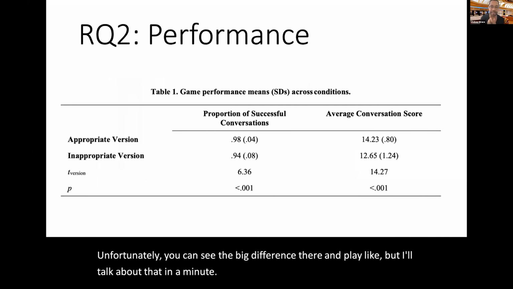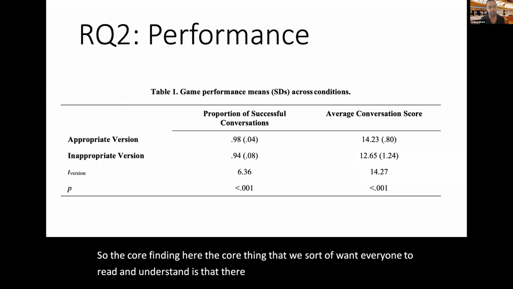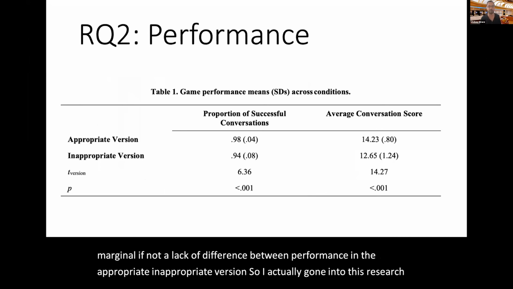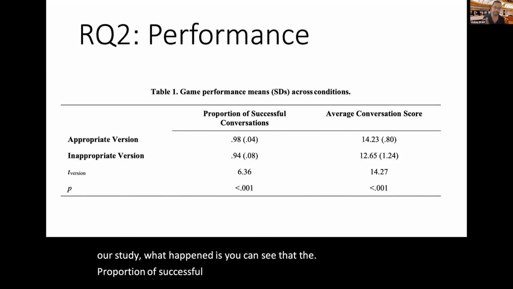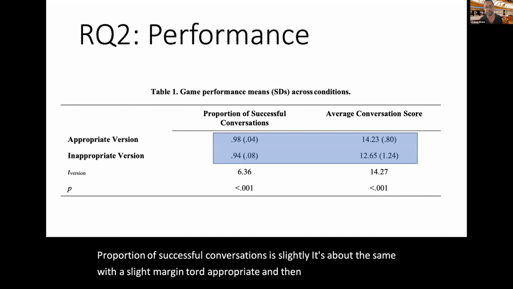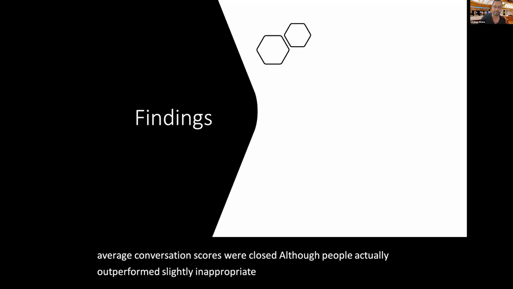So the core finding, the core thing that we want everyone to read and understand, is that there is a marginal, if not a lack of, difference in game performance between the appropriate and inappropriate version. I actually went into this research expecting that everybody wanted to play inappropriately because that was far more engaging than being told, congratulations, you're stopping at the stop signs and you're waiting at a red light. But it turns out that the proportion of successful conversations is about the same, with a slight margin toward appropriate. The average conversation scores were also close, although people actually outperformed slightly in the inappropriate versions. So this highlights the findings.